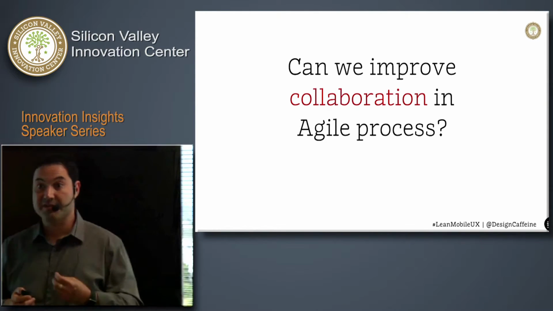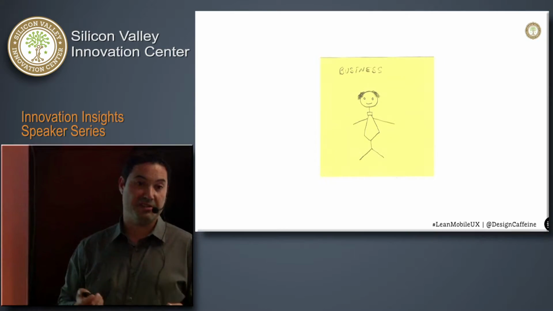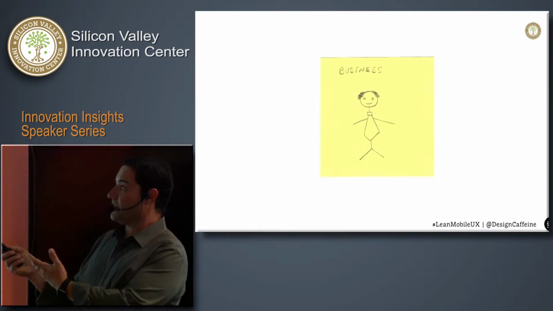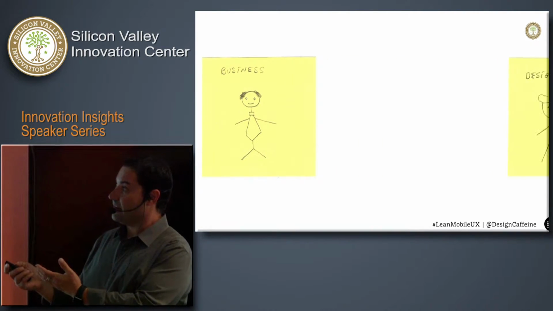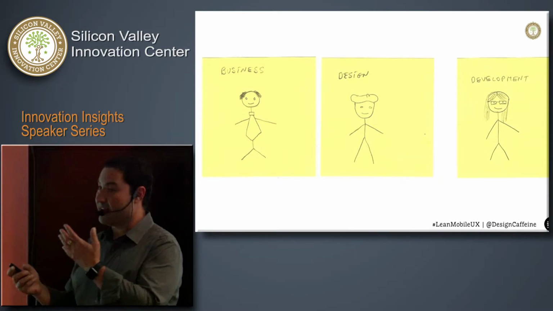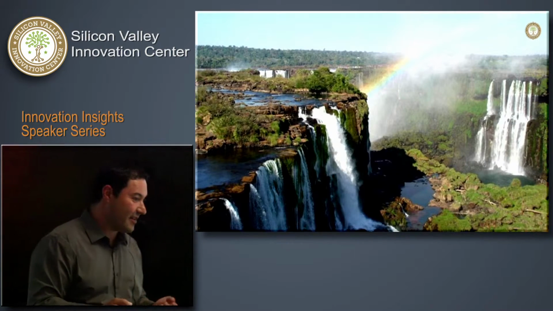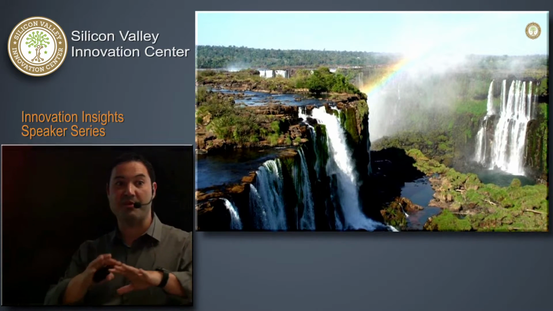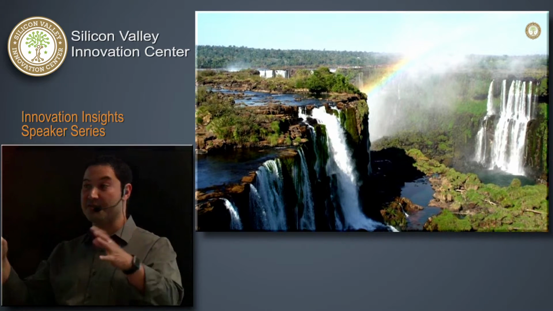You have to really ask yourself, what does an Agile team consist of? Well, a typical Agile team has a business person, a designer, and a developer. And off you go. This is kind of a story of pre-Agile. This is what happens when you make a transition to Agile.